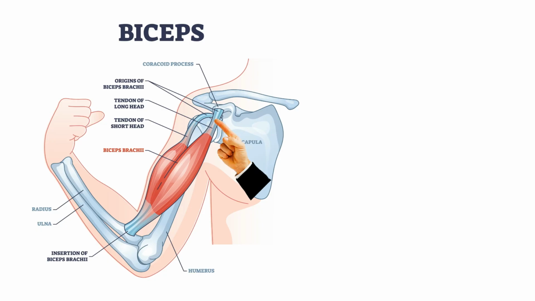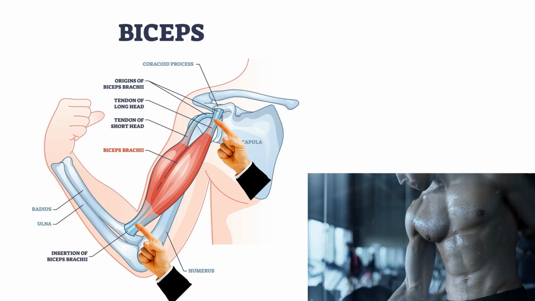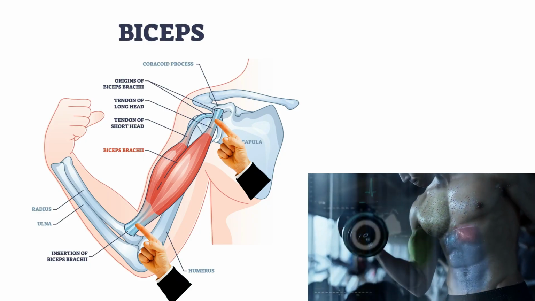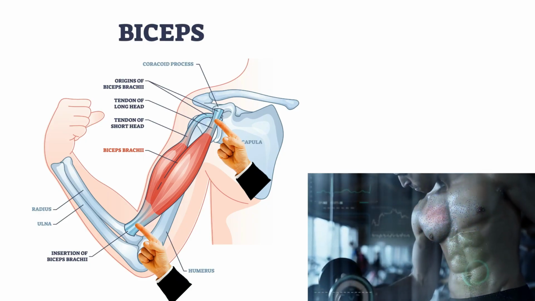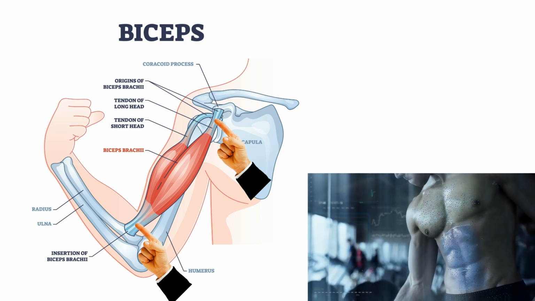The origin is the end of the muscle attached to a fixed, stabilized bone. The insertion is the end attached to the bone that actually moves. When a muscle contracts, the insertion is pulled toward the origin, creating movement at a joint.